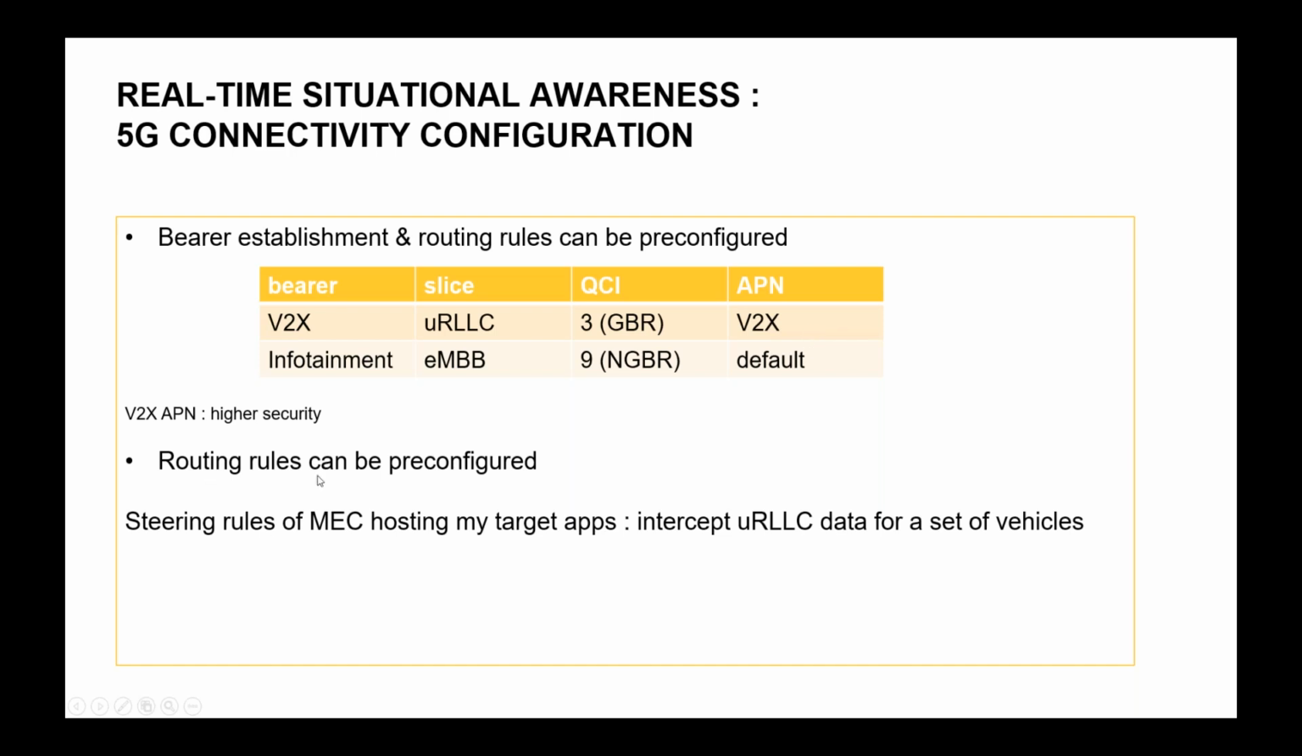And you can also negotiate with the telco that the routing rule is provisioned and pre-configured, and the routing rule can be very simple: for the edge, intercept every URLLC data for my vehicle, and that's it.